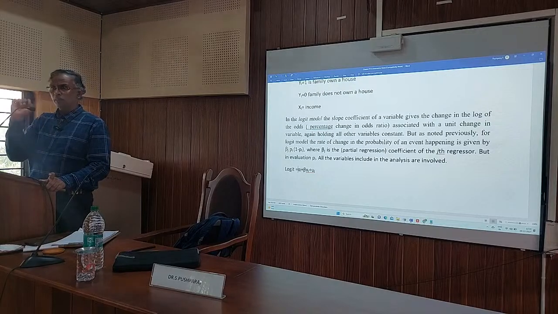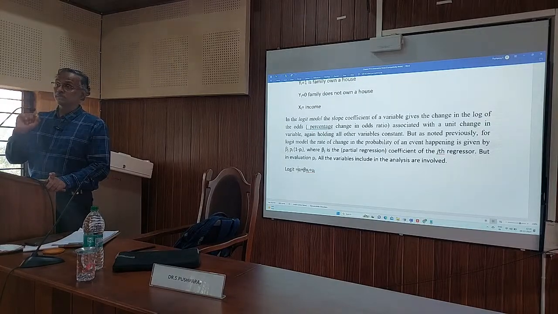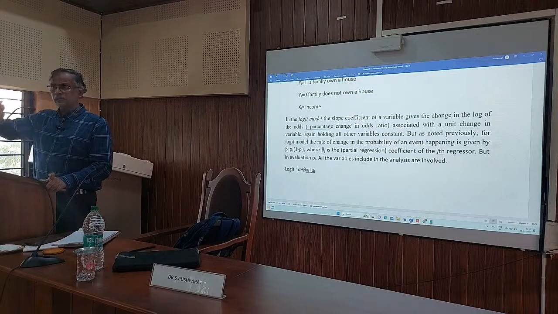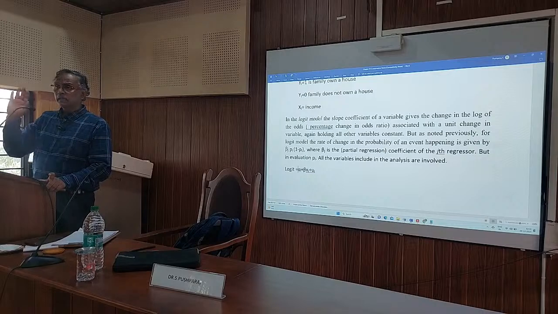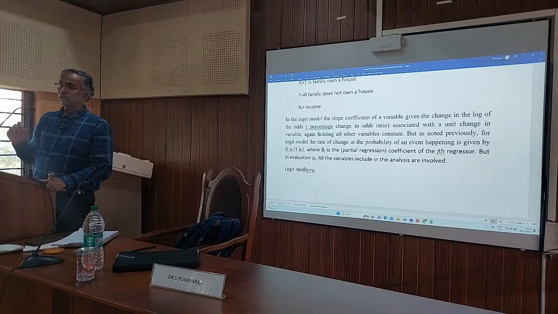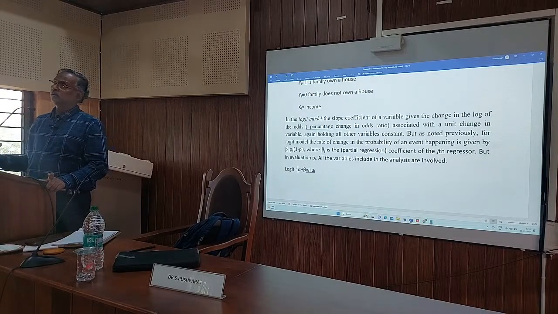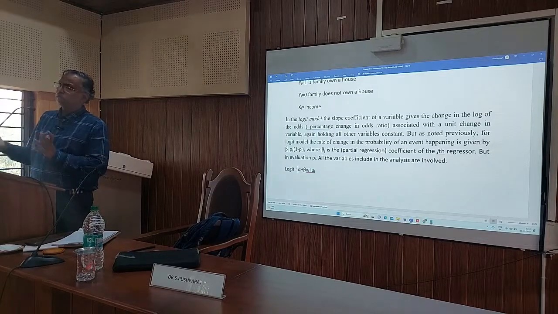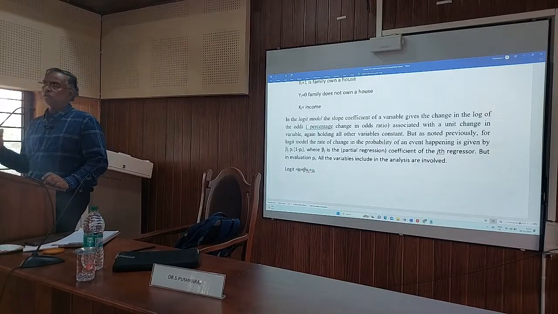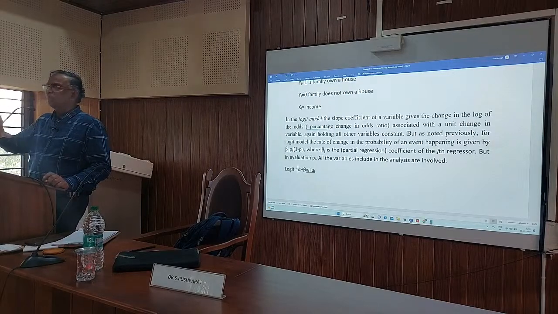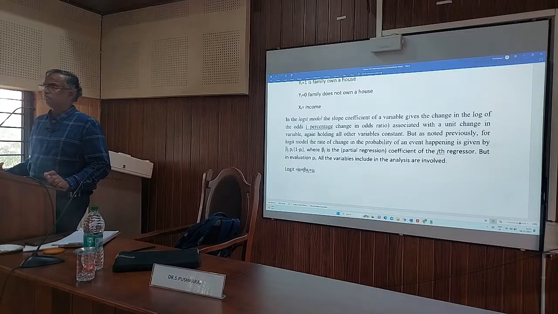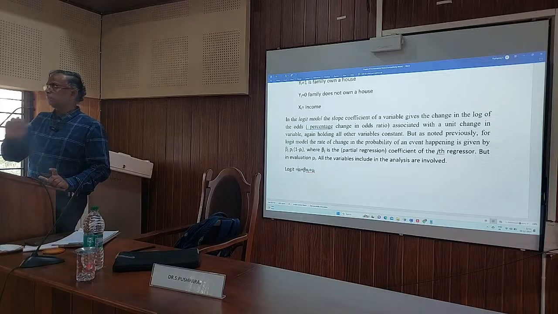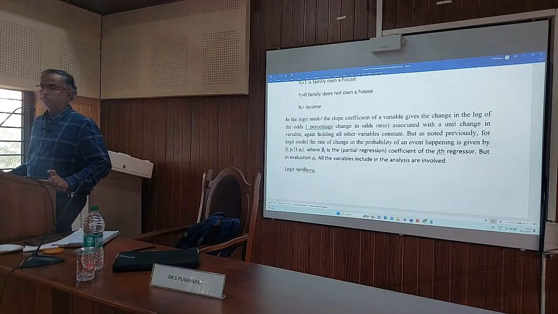Otherwise, odds ratio measures the probability of success in relation to the failure. Forget about the failure. It is measuring the probability of success. Log of that probability is again some monotonic function of probability only. So odds ratio is nothing but some measure of probability of success. Log of odds is also some measure of probability of success.